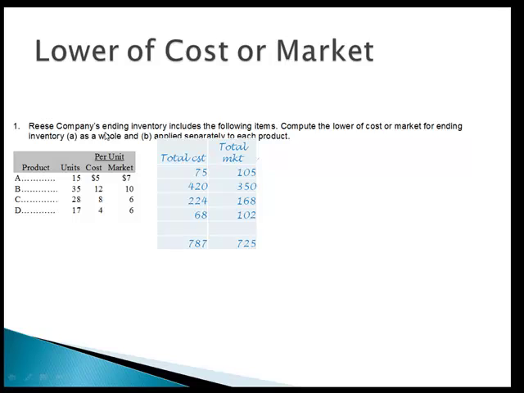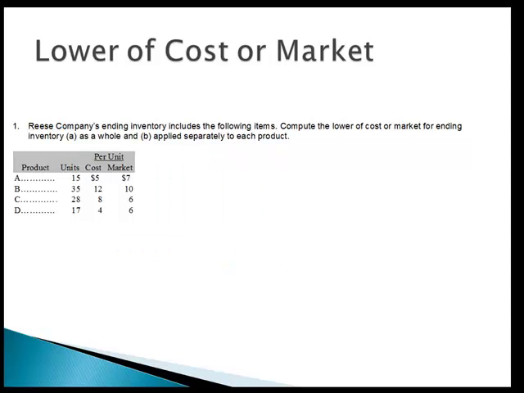If we want to figure out lower of cost or market as a whole, all you do is compare your totals. 787 for total cost and 725 for market. Which one's lower? Market is. We would write down the inventory from 787, what it's in our books right now, to 725. You guys don't need to worry about the actual journal entry, you just need to understand how to do the computation here. So if we were applying this as a whole, the inventory would be written down to 725.